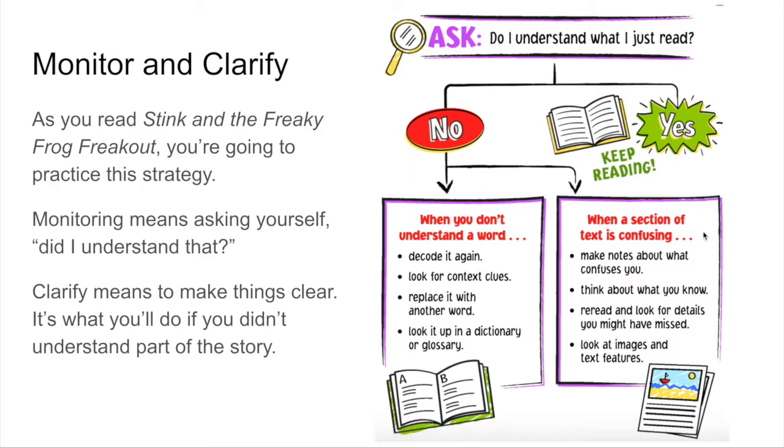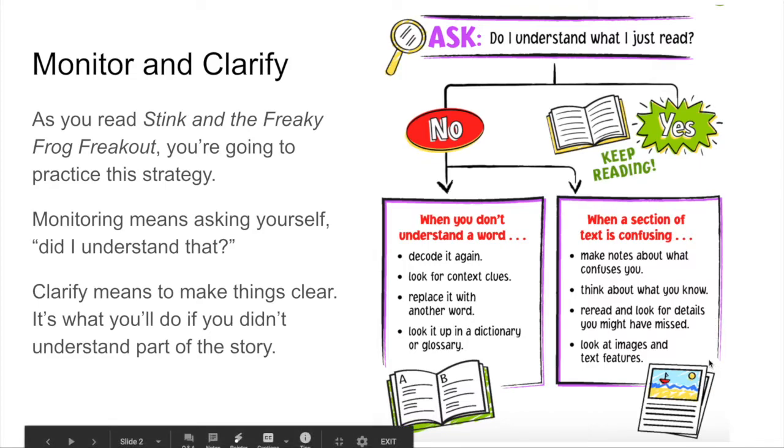If a whole section of the text is confusing, like maybe a whole paragraph where you think, what happened there, I don't know, well, you could make some notes about what confused you in the edges of your book. The My Books are great for that because you can write on them. You could think about what you do know. You could reread and look for details you might have missed. Maybe it'll make more sense the second time you read it. Or you could look at pictures and text features to see if they help you.